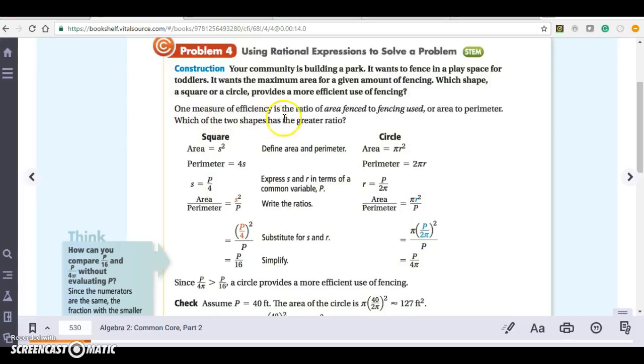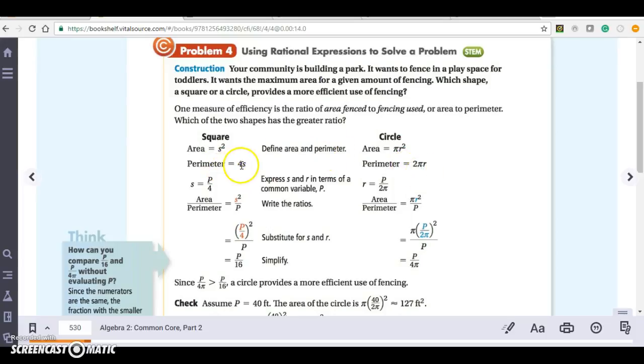One measure of efficiency is the ratio of area to fencing used, or area to perimeter. Use the two shapes to decide which of the two has the greater ratio. So here we have the information for the square. Area is equal to side squared. Perimeter is equal to 4s. For the area of a circle, we know it is pi r squared. Perimeter is equal to 2 pi r.